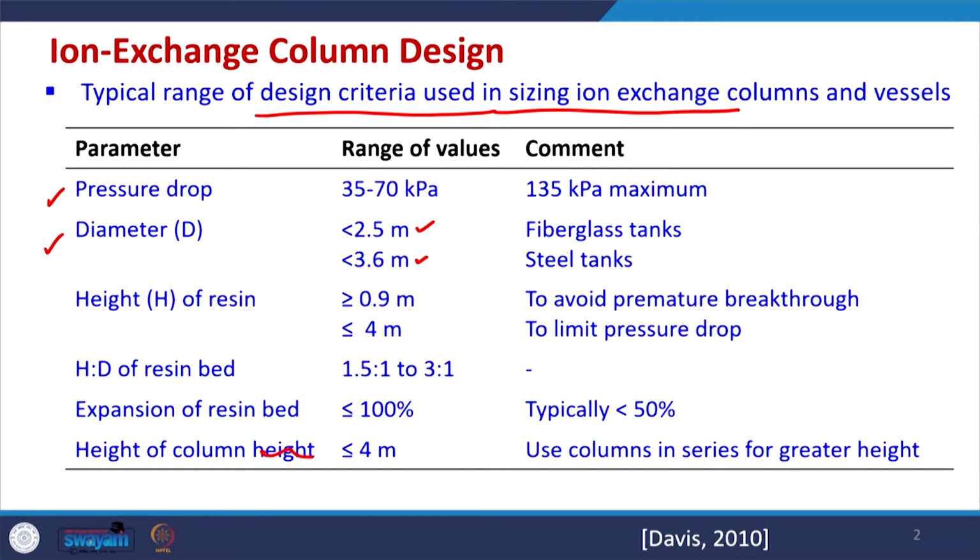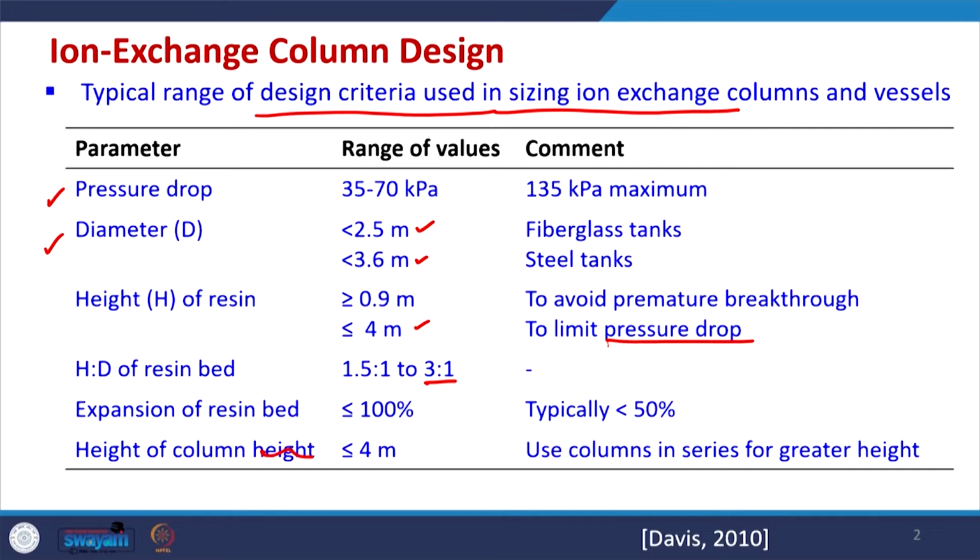Height of resin is generally kept more than 0.9 meter, or like 1 meter, to avoid premature breakthrough. It may go up to 4 meter also, depending upon the pressure drop. So, it may vary from 1 to 4 meter. Now, the height to diameter ratio for the resin bed may be from 1.5:1 to 3:1. So, this is the ratio generally kept.